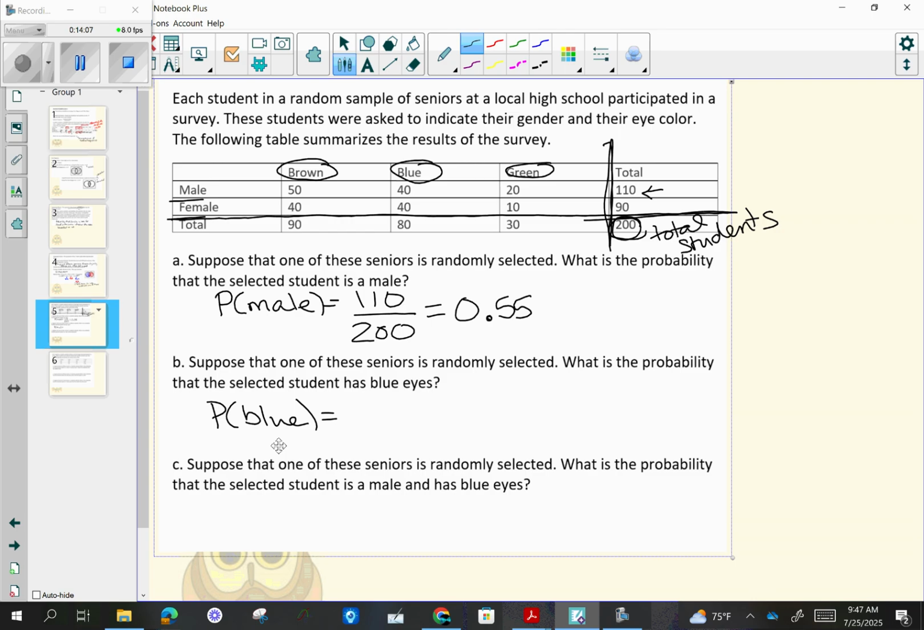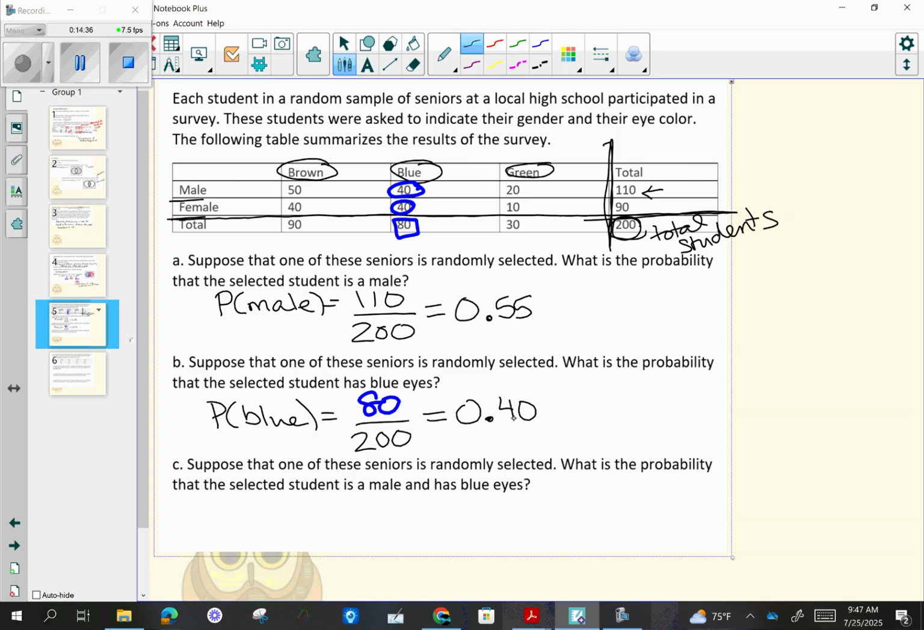All right, hopefully you found the blue eyes is 40. Oops, sorry, not 40. Blue eyes is 40 and 40, so that's my total of 80. But we're still out of the entire total of all the seniors. And 80 out of 200 is 0.40. All right, now we get another one.